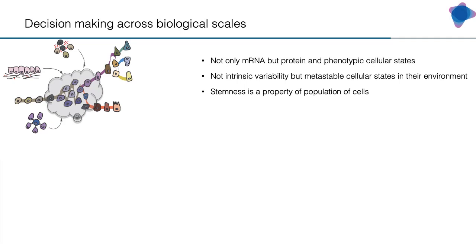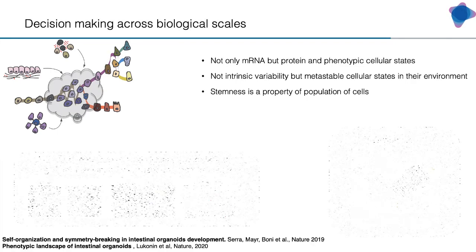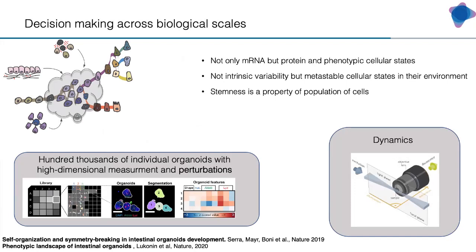To address this, in the past years, we have been developing different methods to approach these problems. On one side, we use hundreds of thousands of individual organoids with high dimensional measurements and a very big perturbation space, and the dynamics using light sheet imaging and tracking of individual cells. Some of you might know some of the work we have been doing in the lab on intestinal organoids, but today I really want to show you some new data that we have that are unpublished. Again, a lot of our work really focuses on the variability and the heterogeneity in populations of cells and on symmetry breaking.